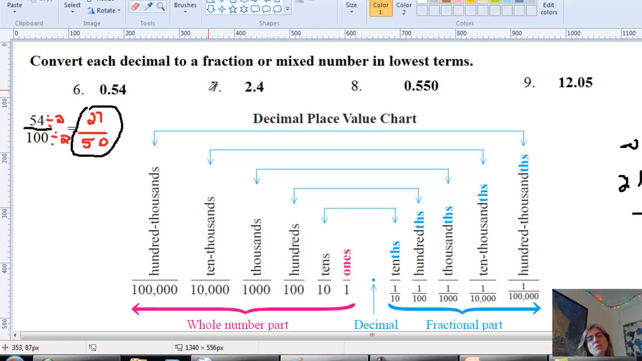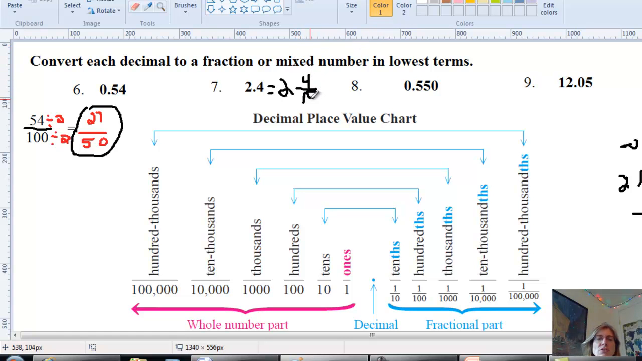So let's get number 7, the decimal 2.4. Now notice there is a 2 on the left side, so that's a whole number. This is going to be a mixed number. The 2 will remain as a whole number, and we don't have to change that. Then we look at the place value of 4. It is 1 place to the right, so it's the 10ths place. So we put the 4 in the numerator and a 10 in the denominator. 2 and 4/10.